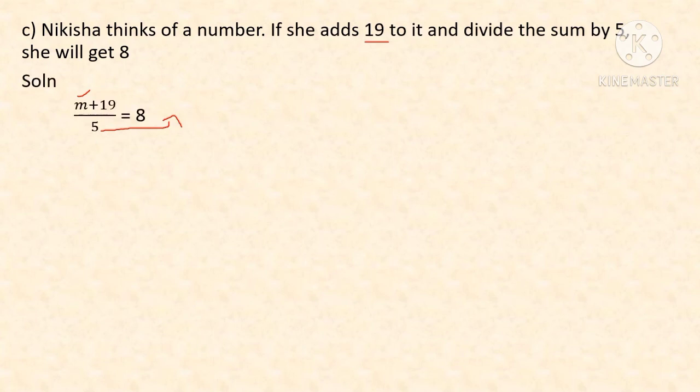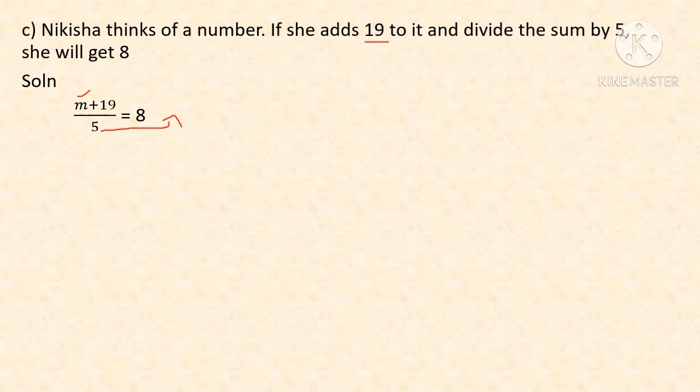Look at here. Nikisha thinks of a number. That number is m. If she adds 19 to it, that number plus, m plus 19. And divide the sum by 5. So divided by 5 is equal to 8. So now you got an equation. Now can you solve it?